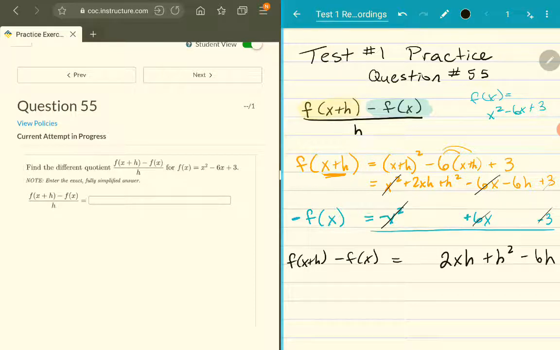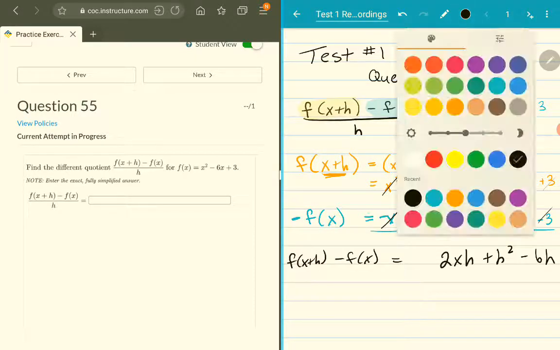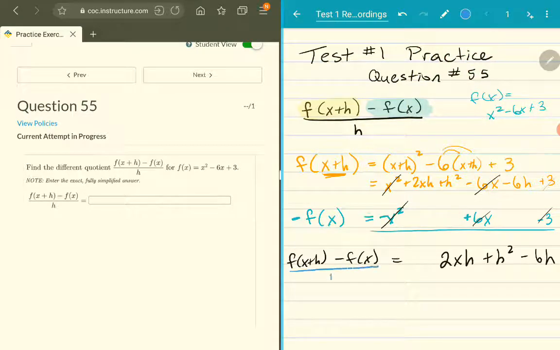Okay, so when I put that all over h for that original quotient, now I'm going to divide by h. So this whole thing by h, so I get the difference quotient I was looking for. So that's over h, and now my h's are going to cancel. I have an h in every term. I need that. If I don't have an h in every single term, then I cannot take out an h. But I do have an h in every term, so I take out h.